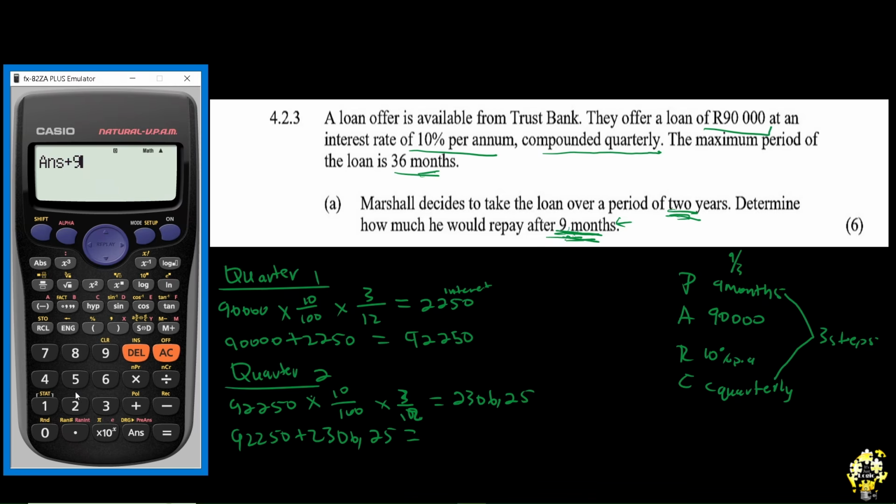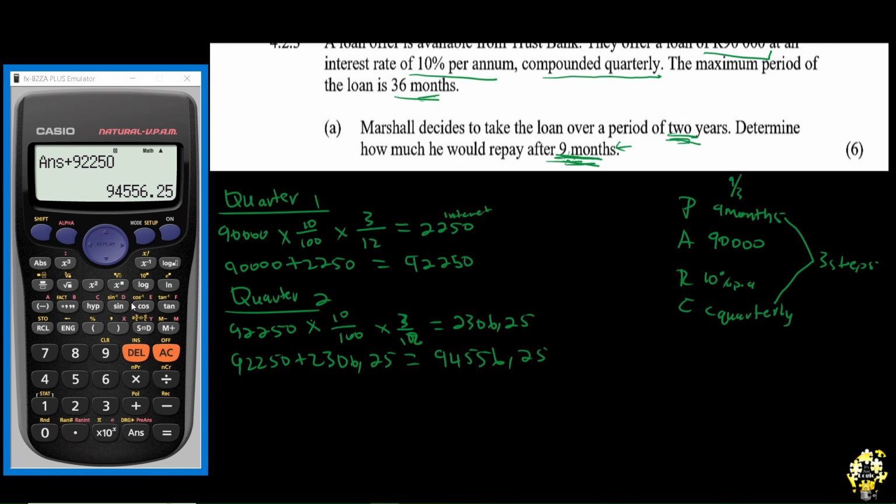Let's say 92,250 plus that. We actually get 94,556.25. Are we done? No. We go to the last quarter. 3 steps, remember. Quarter 3. What do we do? What we ended with on quarter 2, which is 94,556.25. Multiply it by the interest rate, multiply it by the compound. What do we get?